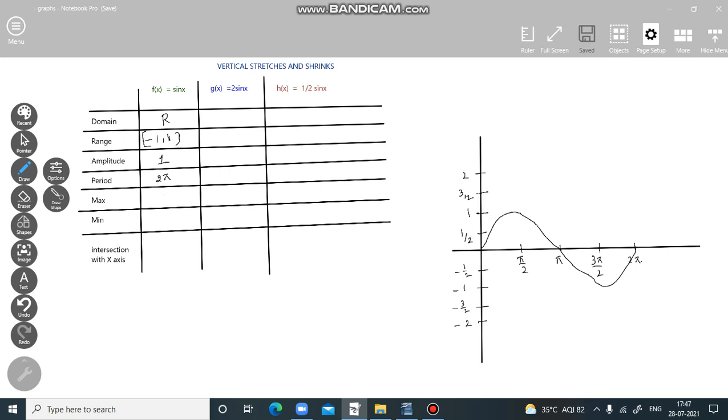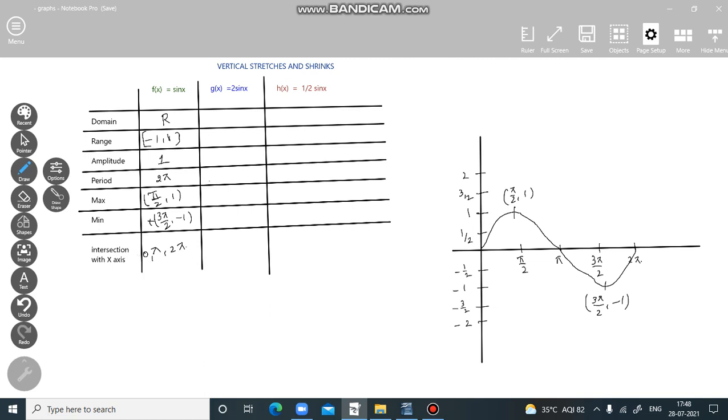The maximum is reached at pi by 2 and the coordinates will be pi by 2 comma 1. The minimum is reached at 3 pi by 2, so the minimum is 3 pi by 2 comma -1. So let me fill in the maximum and the minimum. It is pi by 2 comma 1. Minimum is 3 pi by 2 comma -1. And the points of intersection with the x-axis are going to be pi and 2 pi, of course 0 inclusive.